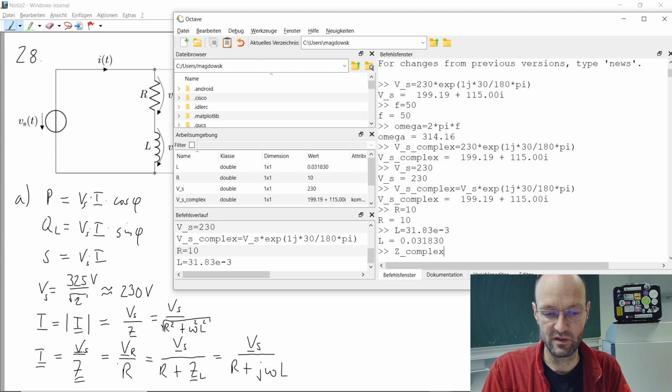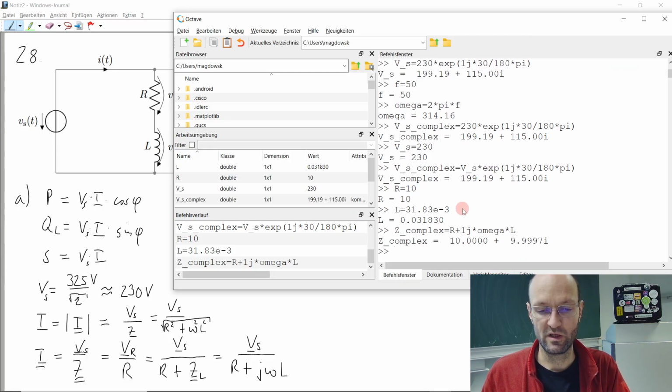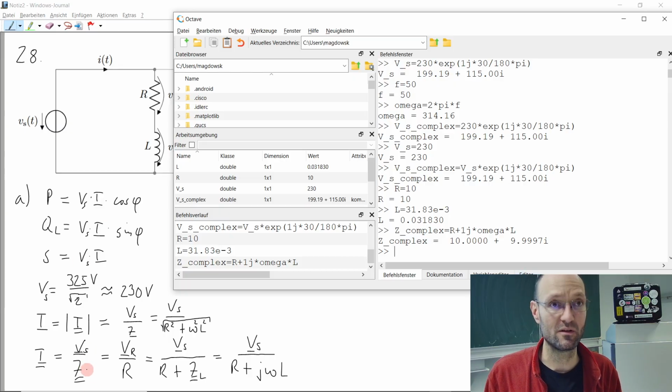So the complex impedance is R plus j times omega times L. And we get 10 ohm plus approximately 10 ohm. That's why the value is this 31.83 something, so that at the end you get 10 ohm as well for the imaginary part, approximately.